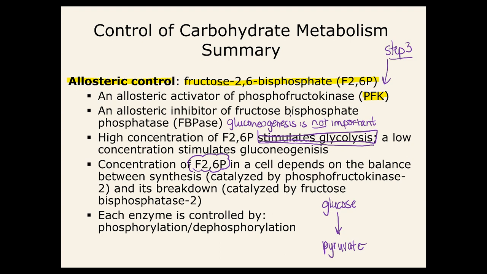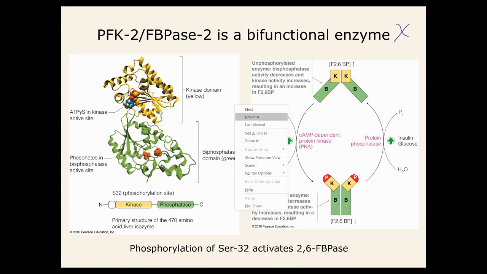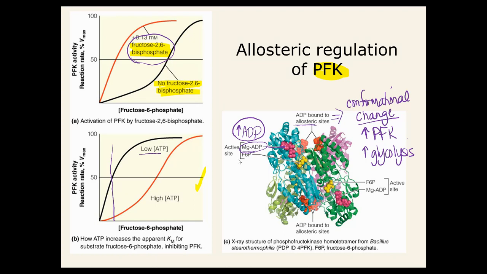And that molecule, let's go back. Is the reaction from fructose 6-phosphate to fructose 2,6-bisphosphate. Okay, so in high amounts of this molecule, glycolysis is activated. So here, this molecule helps to increase the glycolysis process because it essentially activates the enzyme involved in step 3.